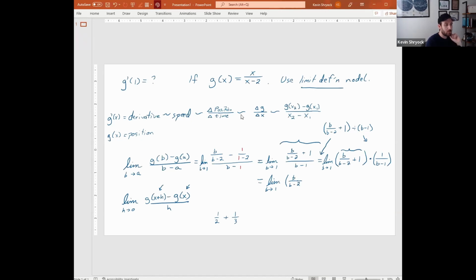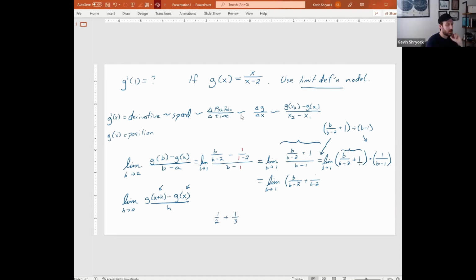And then the common denominator would be what? b minus 2. So let's make this one a b minus 2. And the top becomes, that would be a 2. Well, that doesn't necessarily work, does it?